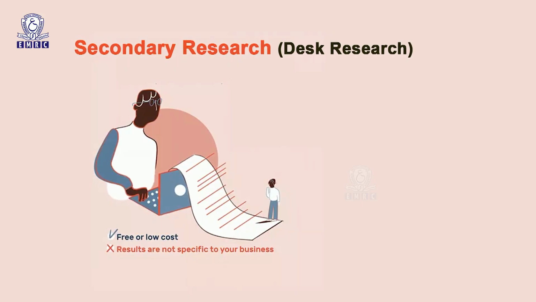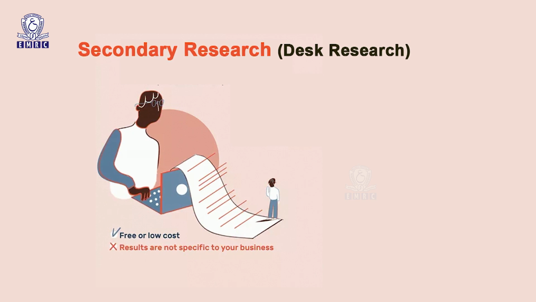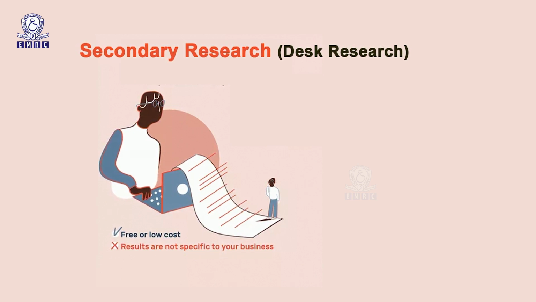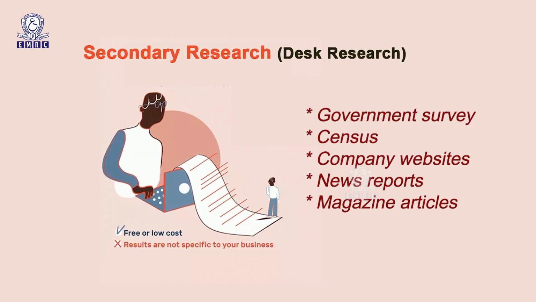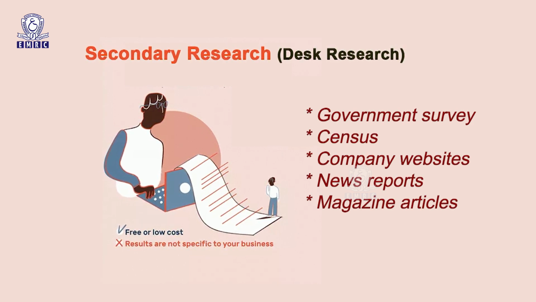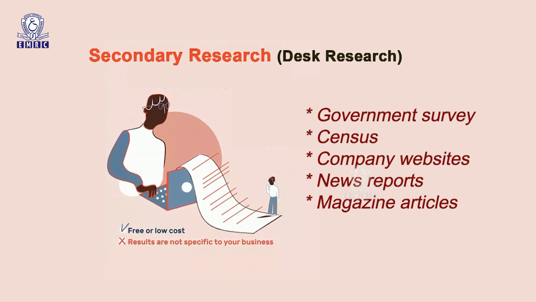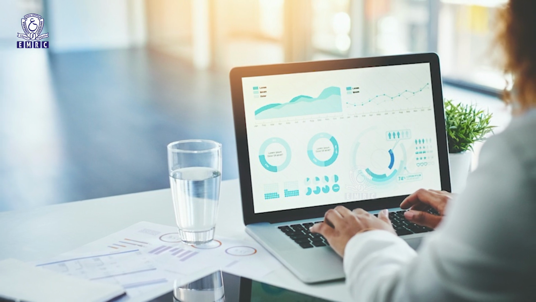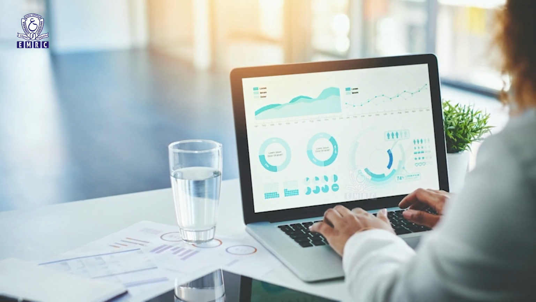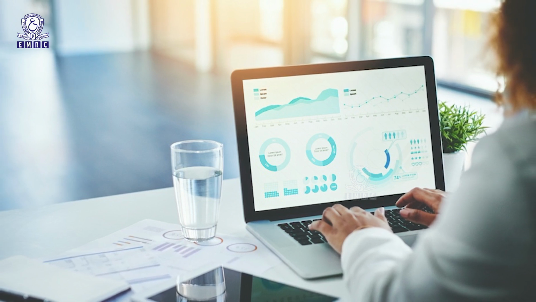Secondary research is also called desk research. In this type of research, the researcher relies on existing sources of data. Government survey research reports, census, company websites, news reports, magazine articles are some of the sources of secondary data. Secondary research is usually carried out at home or library with the help of secondary sources available online or in print medium.